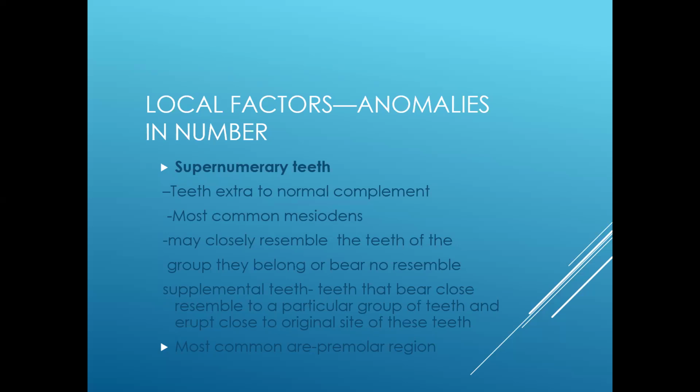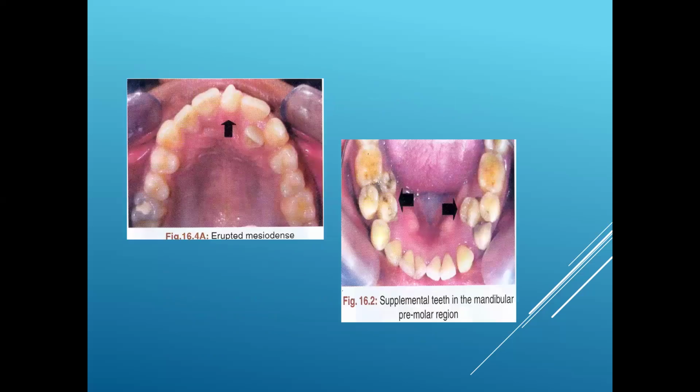Supplemental teeth are the teeth that bear close resemblance to a particular group of teeth, and they are close to the original site of these teeth. Most common being the premolar region and the lateral incisor region. These are the erupted mesiodens, and we can see in the second picture supplemental teeth in the mandibular premolar region.